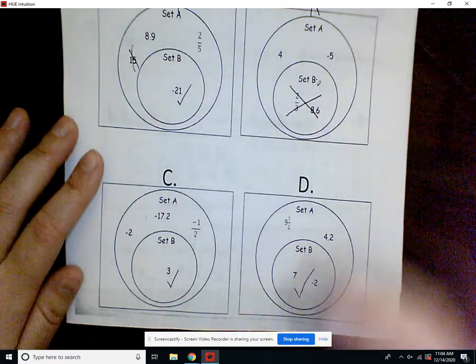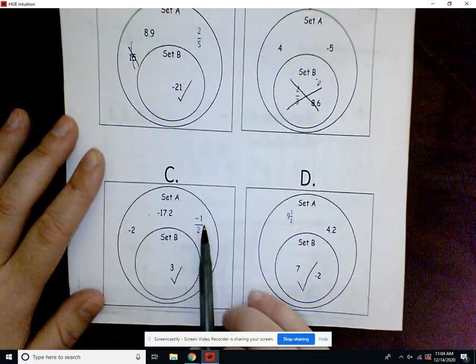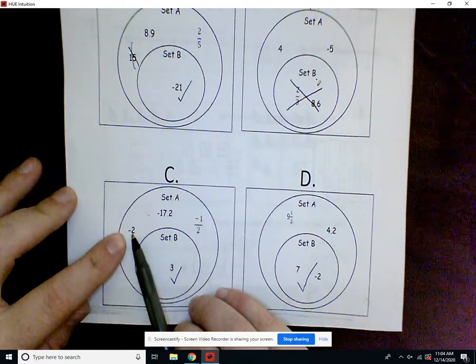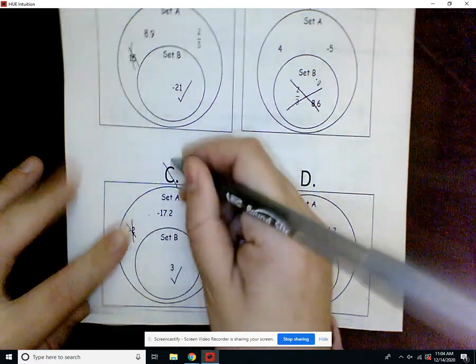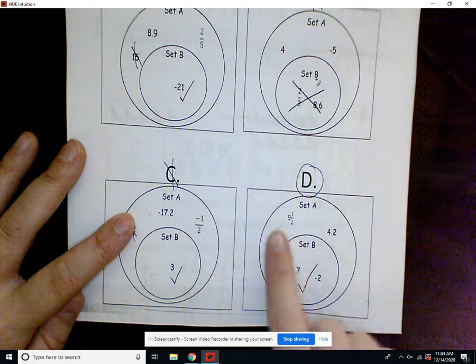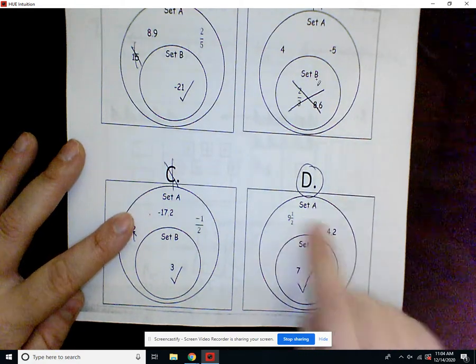Okay, C. Fractions and decimals only. Negative 2 is an integer first, so it can't be C. So our answer is D because these are fractions and decimals, and that's where they belong first.